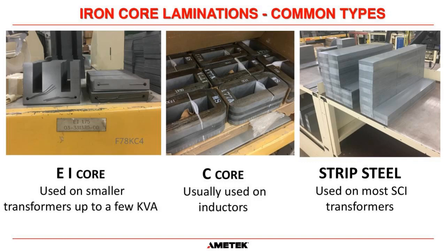Here are the different core type materials often used. On the left, we've got what we call an EI core. And this is typical of smaller transformers, maybe up to a few kVA. In the middle is what we call a C core, and it's been cut in half, and the coil then fits over that. Now, when this is used as an inductor, there will be an insulating material between the gaps on this C core, to avoid saturating this core. On the right is strip steel that is cut on a machine at our factory.